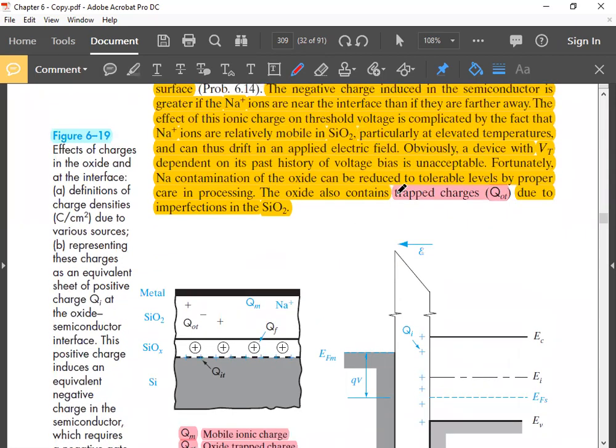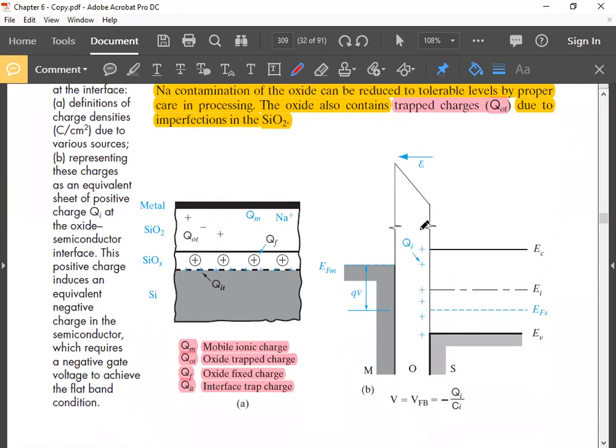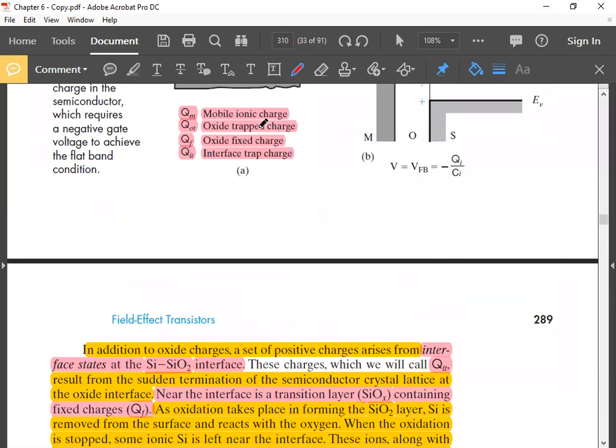The oxide also contains trapped charges, Q OT, due to imperfections in the silicon dioxide. So in the silicon dioxide layer, because of imperfection, there may be some charges. Imperfections means variation from the periodicity of the crystal. Because of that, there may be some oxide trapped charges, Q OT. Those trapped charges are fixed, they cannot move. Only the mobile ionic charge can move. So that is another type of charge, oxide trapped charge.